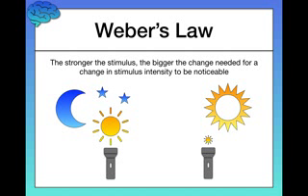On a bright day, the addition of some light is not going to be noticeable. That change in stimulus intensity, that additional light, won't be noticeable. But in the relative absence of light, on a clear night, on a dark night, an addition of just a little bit of light will be really noticeable. That's Weber's law.